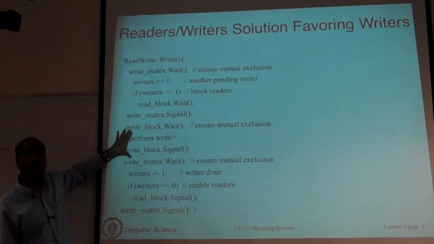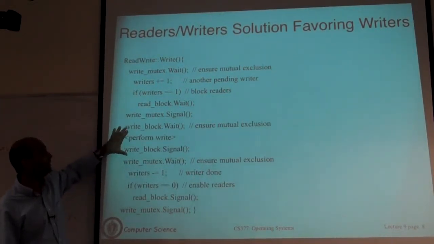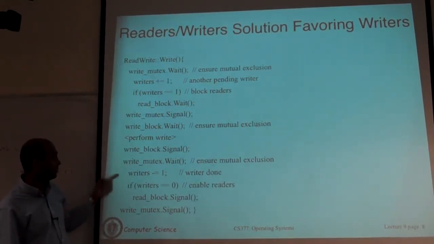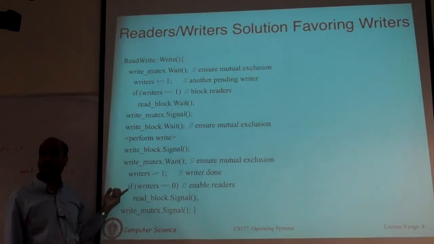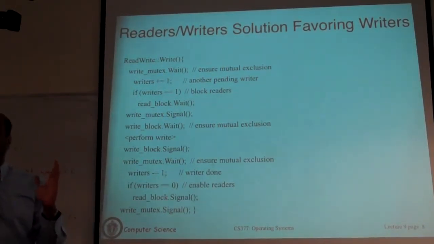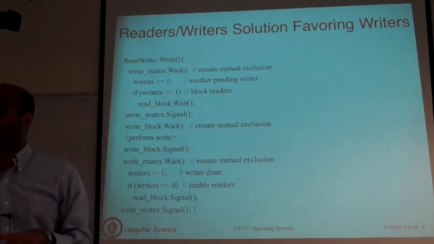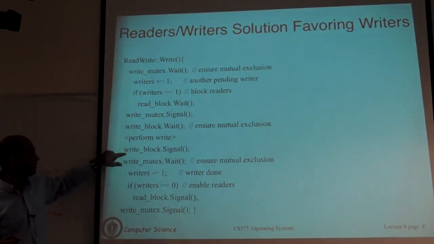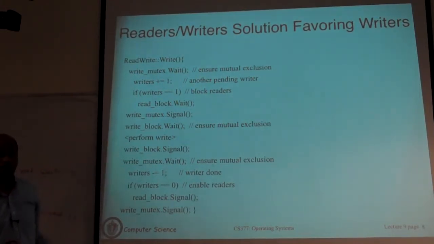Here is the real lock that protects the write. That's the write block. And then we decrement the number of writers. If the number of writers has gone to 0, I'll unblock all the readers. Whatever we did in the read function, we are now doing in the write function, with the one additional case that performing the write also has a lock around it. In the reader case, it did not.